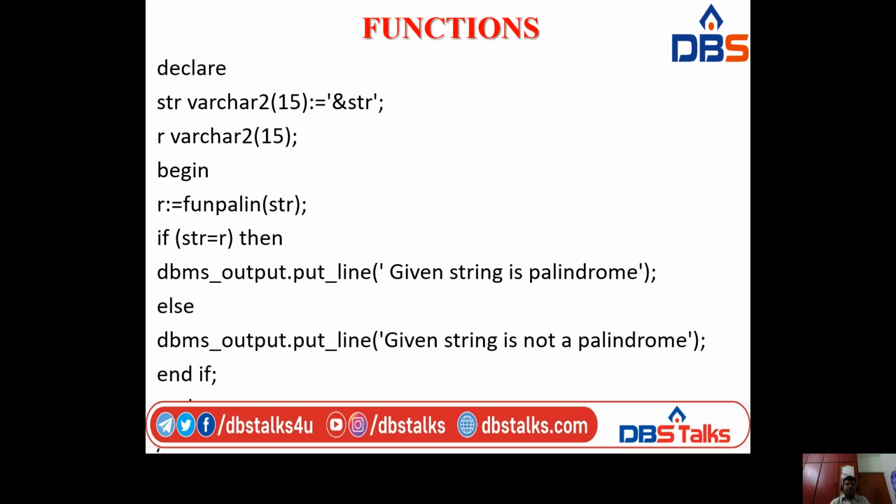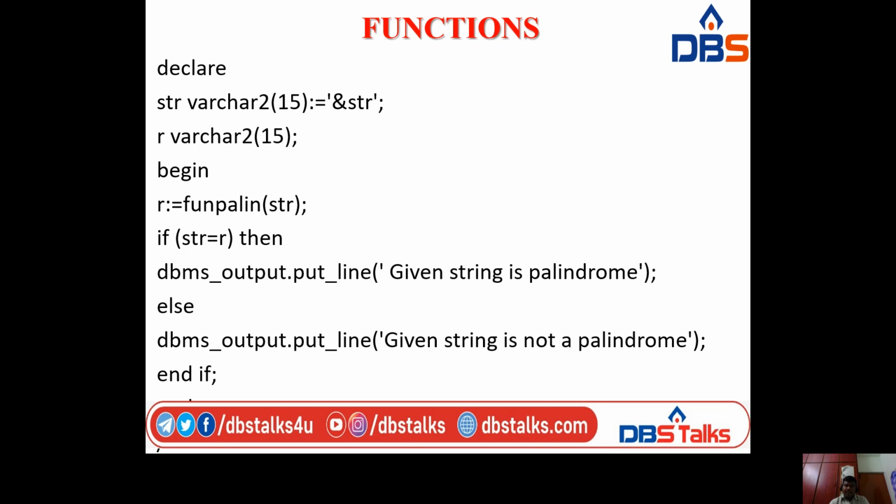Now coming to the same thing, the palindrome function. Here there is just one function. The function is used in the main program: r is equal to palindrome of str. If the returned string and the original string are equal, it can display whether the string is a palindrome or not.